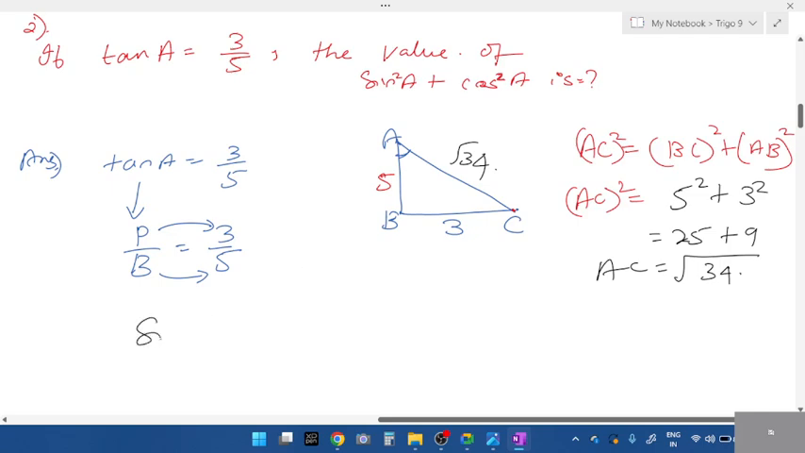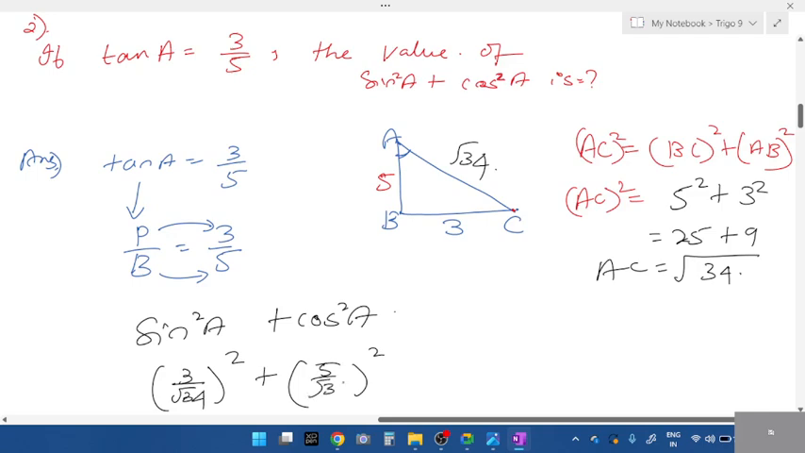We need to find sine square A plus cos square A. What is the sine formula, students? Okay, what is perpendicular? 3 divided by root 34. And what is cos? 5 divided by root 34. Anna, can you respond? Are you there online?